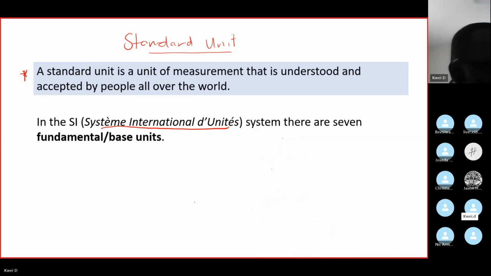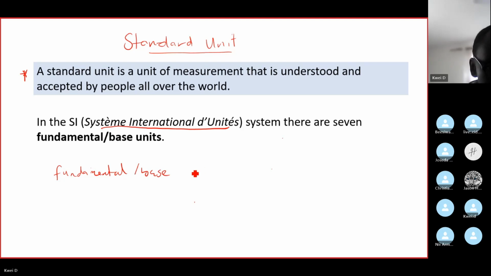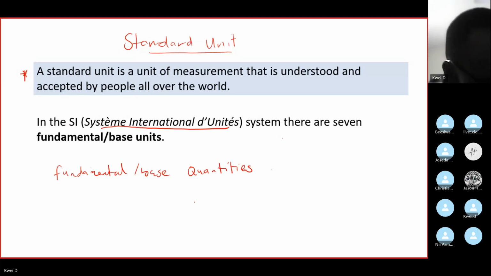And since we have 7 fundamental or base units, it means that we also have 7 fundamental or base quantities. When we say a quantity, it is basically anything that you can measure. We term it a quantity. So time can be measured, so time is a quantity. Length can be measured, so length is a quantity.